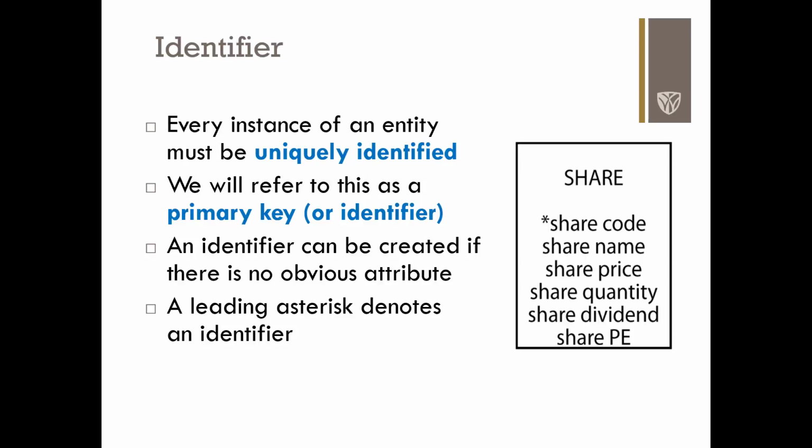In this case, for our share entity, we're using share code as a primary key or identifier. And what that means is we're going to have a unique code for every share in our table. As I mentioned before, if we don't have an obvious attribute that's unique, so if we have customer name, for example, and that's not unique, we can create one, something like customer ID or customer number, or in this case, share code. It's typical to denote an identifier or a primary key by using a leading asterisk, such as we've done here with share code.